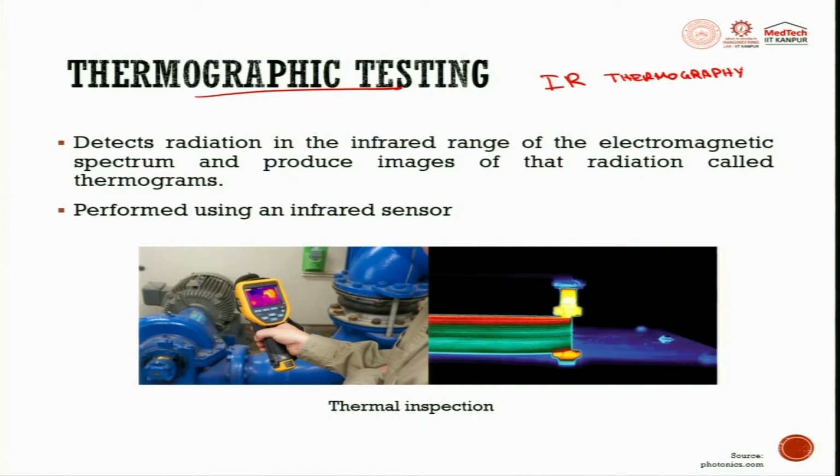So this is useful, and it detects radiation in the infrared range of the electromagnetic spectrum and produces images of that radiation, which are called thermograms. These are performed using an infrared sensor. So, the infrared thermography or the thermographic testing is used to measure or map surface temperature based upon the infrared radiation which is given off by an object or as the heat flows through it. If it flows to or from the object, the thermal cameras could measure it.